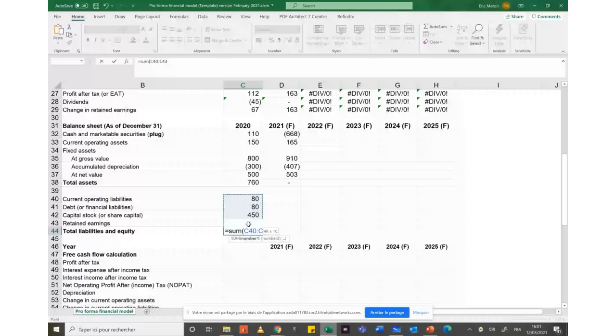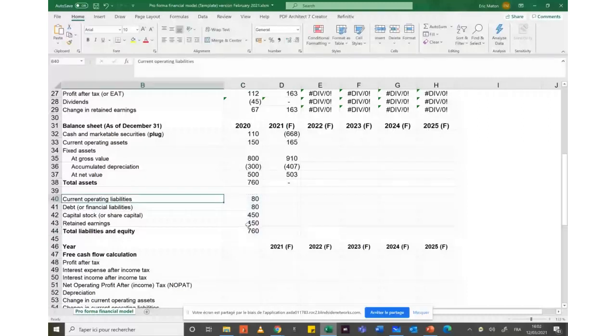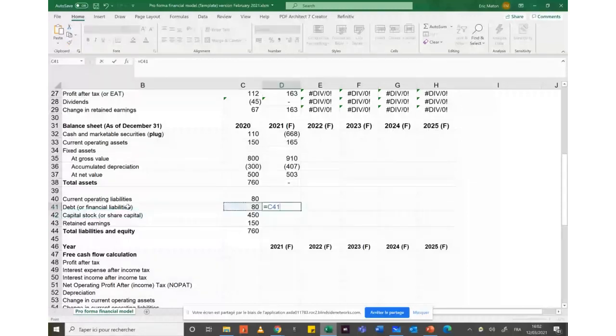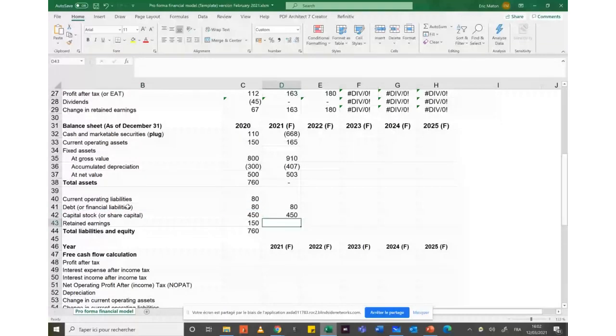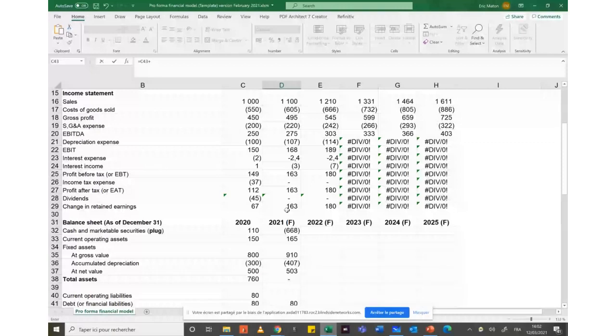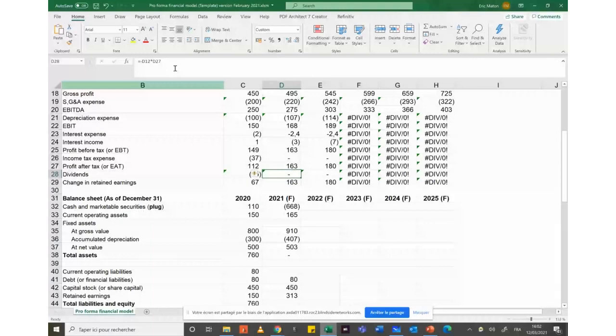It's not possible to use at the same time the balance sheet in order to forecast the cash, the debt, and the capital stock. So we suppose the debt will not change. We suppose the capital stock stays the same. The retained earnings are the previous retained earnings plus the change in retained earnings. Here I forgot the dollars. Okay.